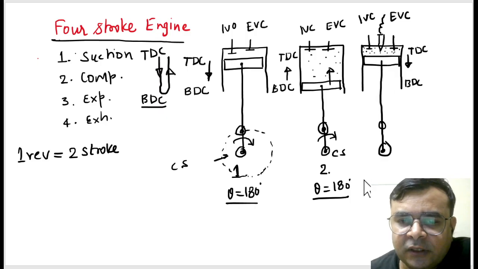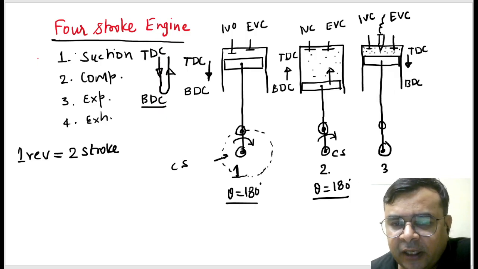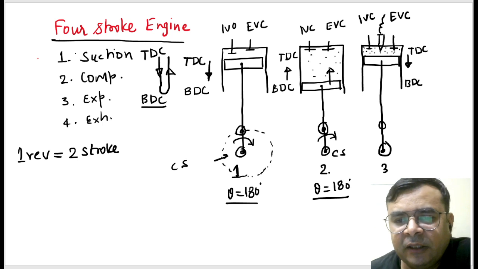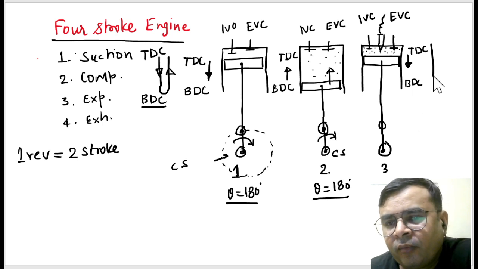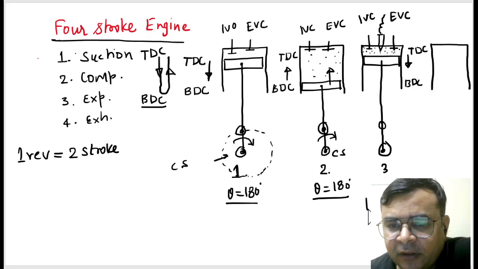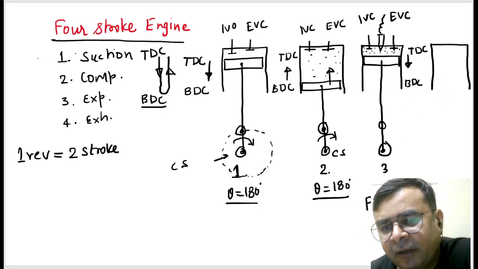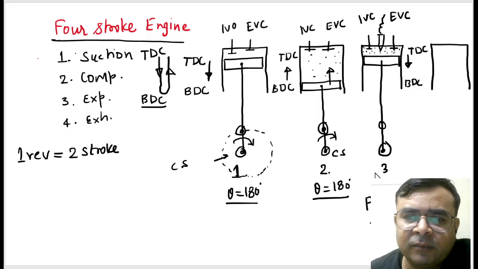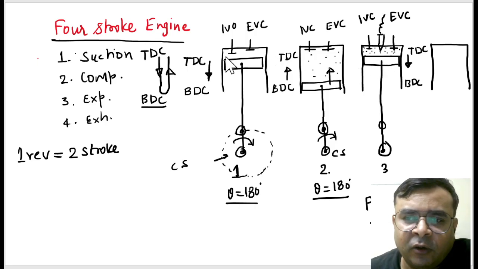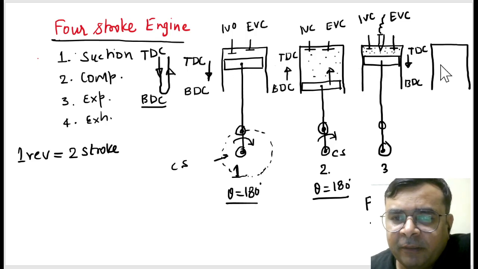Correct? So this is called the expansion stroke. Again, the crank rotates by 180 degrees, meaning 1.5 revolutions of the crank are completed till now. And this is the power stroke. This is the only power stroke. Is it right? Here we get power from this reciprocating system. In all the other operations we provide power externally.